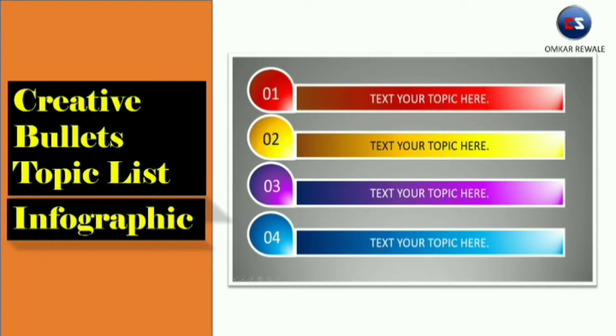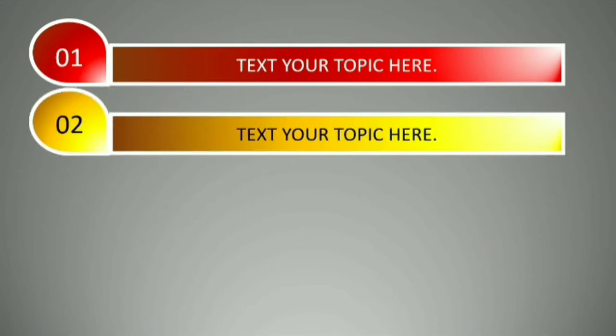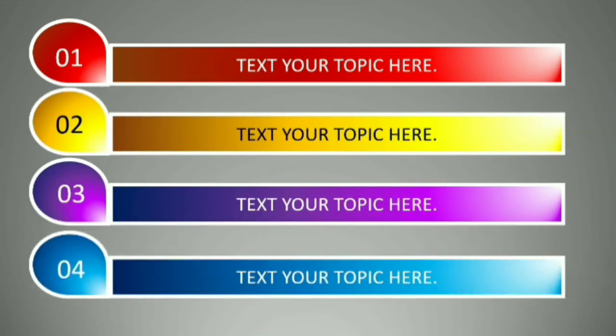So today we are going to see how to make a creative bullet topic list infographic. Now let us see how it looks. On a click, the first point topic will come in, then the second, third and fourth. So this is the infographic. You can easily use it to make your boring bullets more creative and attractive. Now let's see how to make that.